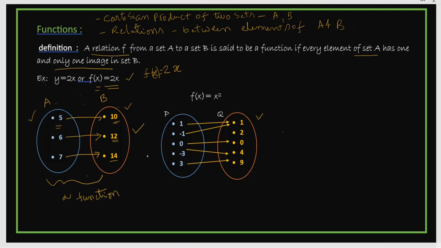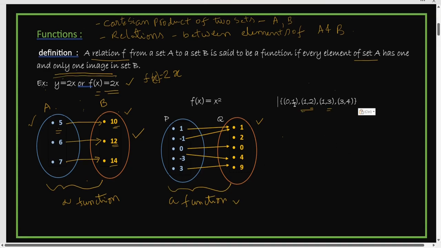We have studied the Cartesian product of two sets, then the relation between the elements, and then a special relation which is called a function. A function is where every element of the first set has only one element of the second set, that is, only one image. Then it is called a function. This is also qualified to be a function. These two are functions. Now we'll see another example.